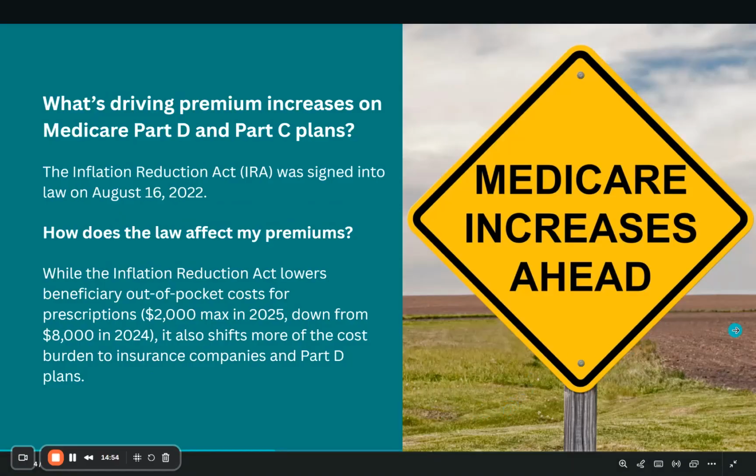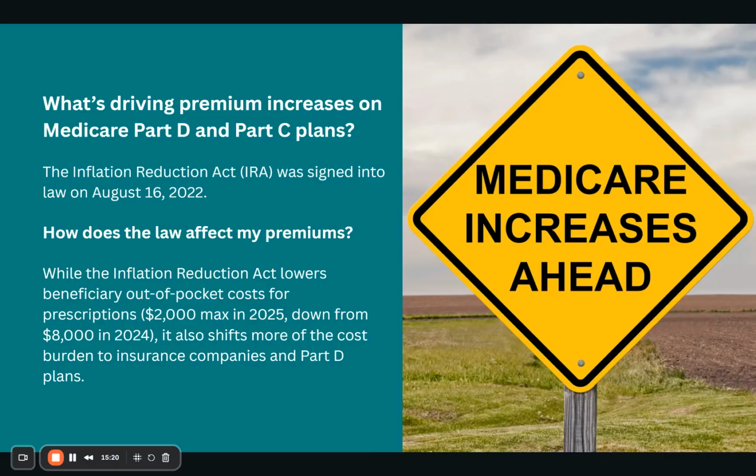So what's driving some of these premium increases that we're seeing specifically on the Part D drug plans, but also some of these Part C Medicare Advantage plans? Well, it's the Inflation Reduction Act, which was signed into law back in 2022. Different parts of this legislation are being phased in over 2024 and now 2025.